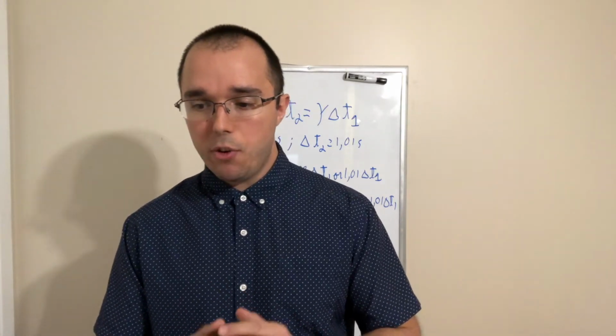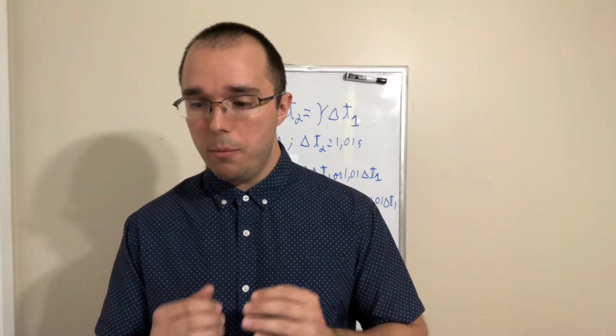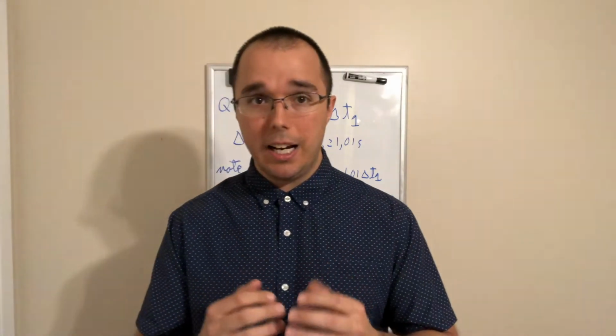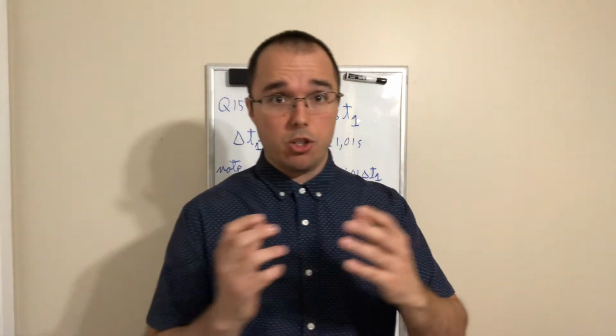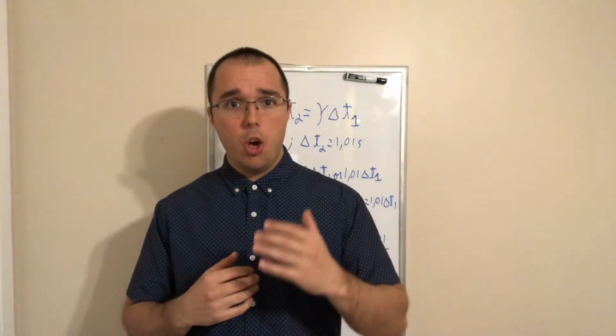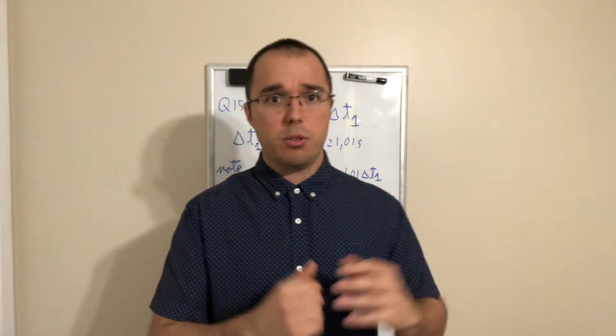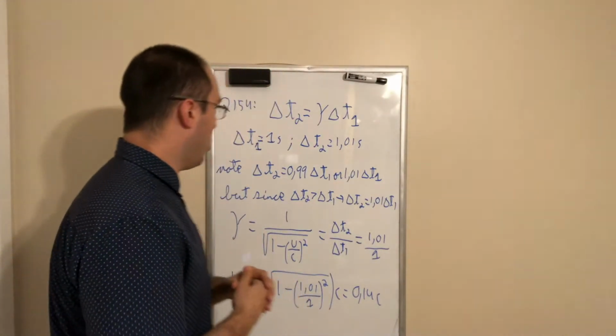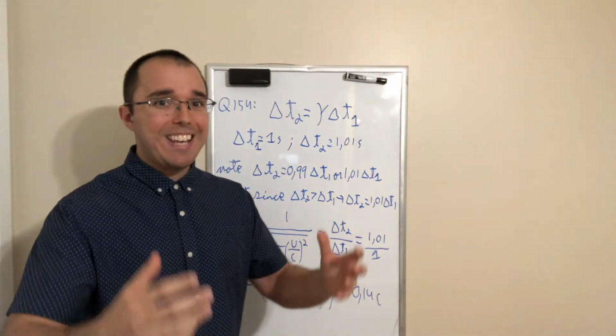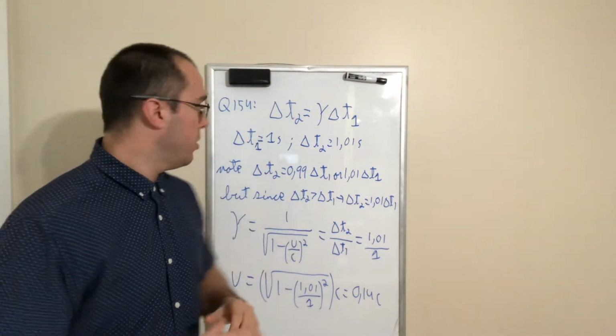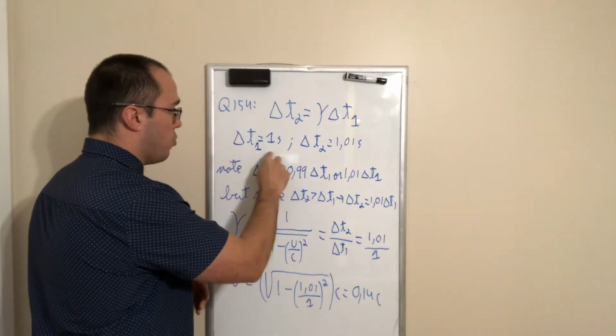vehicle to differ by 1% for an observer measuring it from the ground outside? So we have a vehicle moving at a certain speed and we have someone outside measuring the time it takes for a certain event to happen. We are told that from the point of view of someone inside the vehicle, the time elapsed is 1 second.